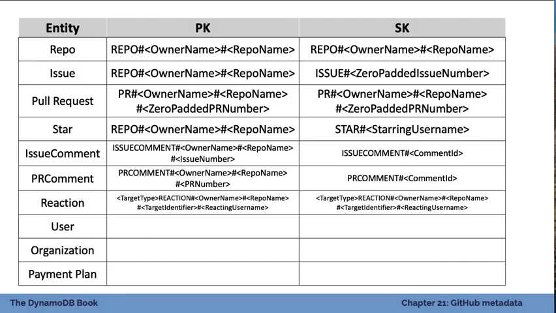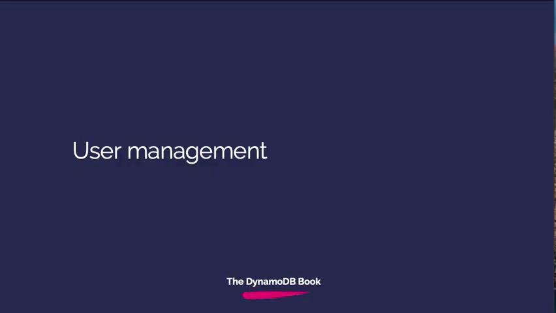All right, so that closes out reactions and really everything related to that core repo entity and all the stuff that branches off of that. We can update our entity chart with that PK and SK. I'm not going to run through that again because it's so long. Let's move on to the last area of our application. This is around user management.